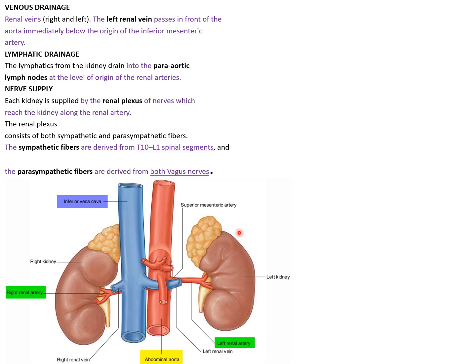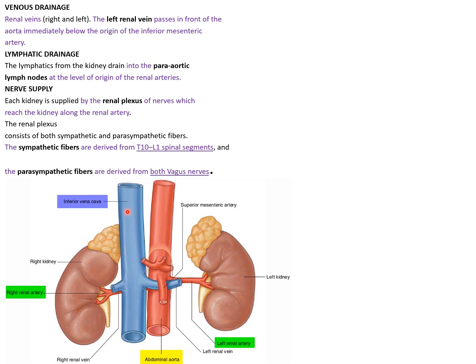The venous drainage of the kidney is through renal veins. There are 2 renal veins, the left renal vein and the right renal vein. The left renal vein, after its formation at the hilum of the kidney, passes in front of the left renal artery and then crosses the aorta just below the origin of the superior mesenteric artery and enters the inferior vena cava, while the right renal vein, after its formation at the hilum of the right kidney, passes in front of the right renal artery and joins the inferior vena cava.